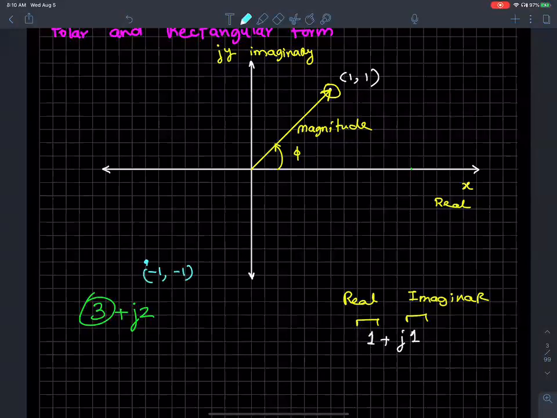Okay, that's in the third quadrant. So here is the first quadrant. To the left of this is the second quadrant. Bottom left is the third quadrant. And the bottom right is the fourth quadrant.